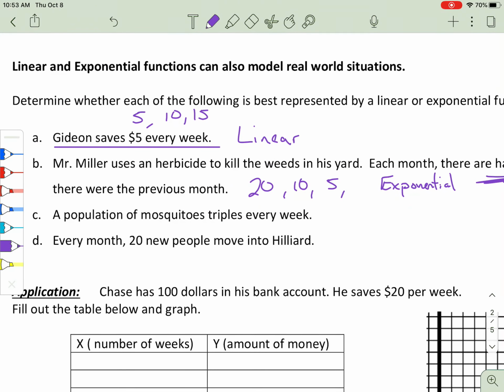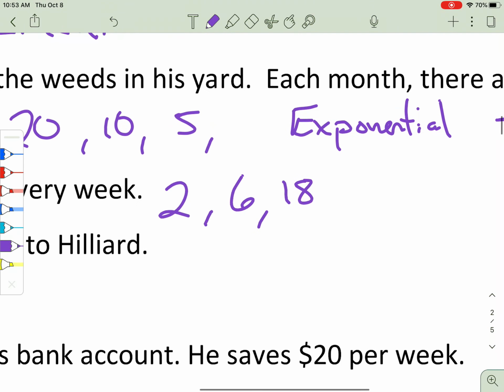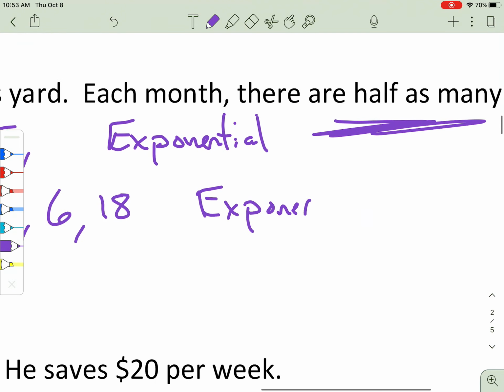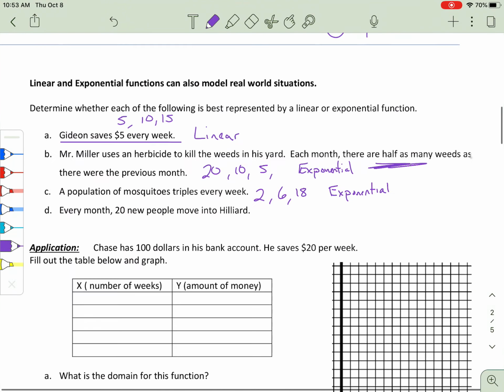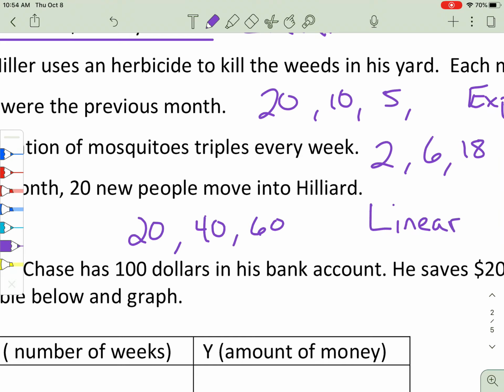A population of mosquitoes triples every week. Okay, if I start with 2 mosquitoes, tripling would go to 6, tripling that would go to 18. This is also exponential. It's multiplying. Every month, 20 new people move into Hilliard. So 20 the first month, 20 more the second month, 20 more the third month. Okay, so this would be linear.